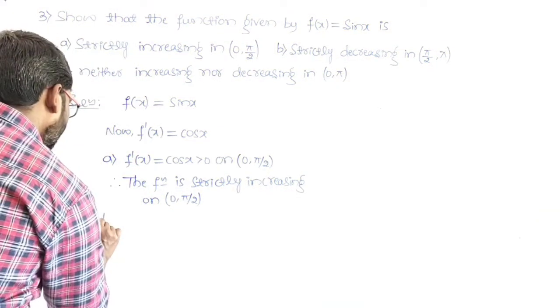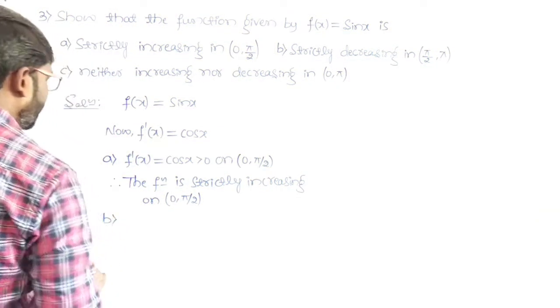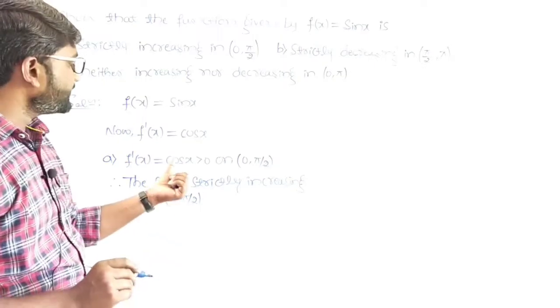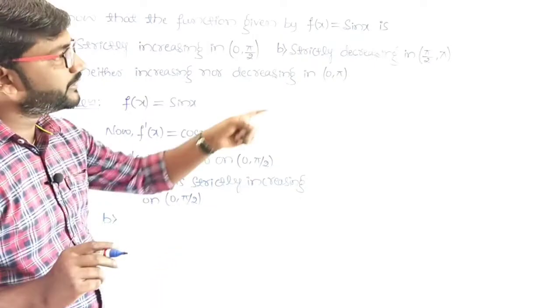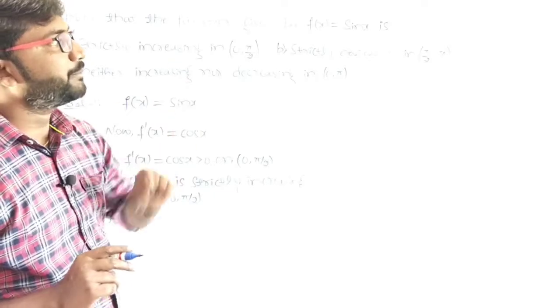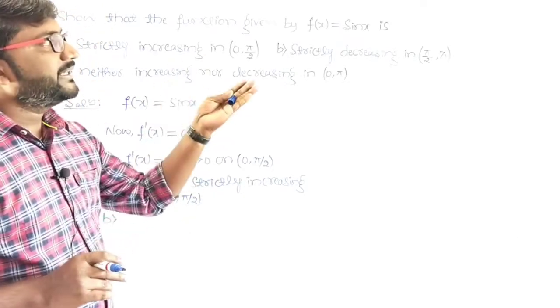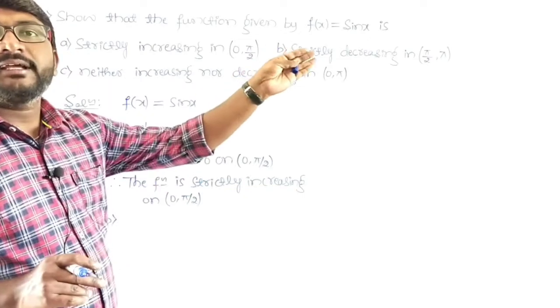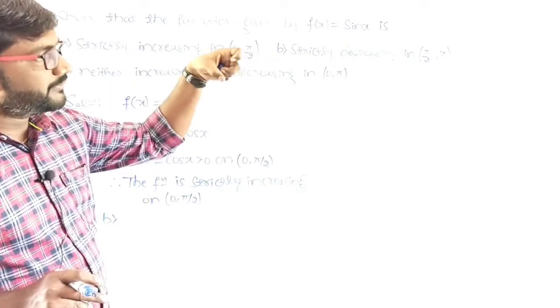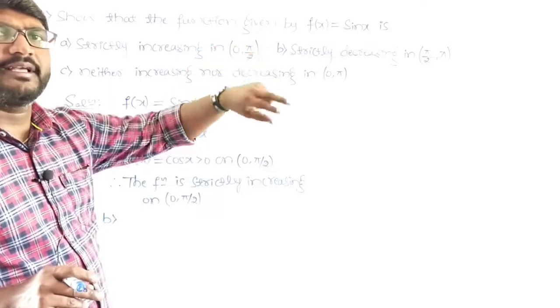Let us go for the second case, that is B. Here f dash of x equals cos x will be less than 0 in the open interval pi by 2 comma pi. That means leave both the points and take in-between values. You can take 120 degrees and 150 degrees, or any other values.